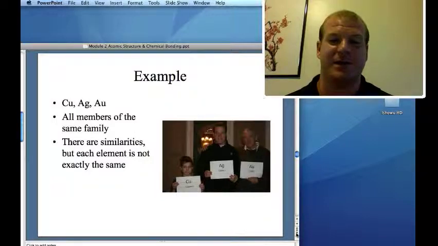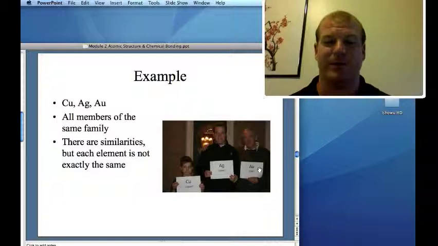So here, there's a picture of my dad, my brother, and then my brother's son, all John Ferguson. You can see that they're each different people, or different elements, but they are quite similar, and we group them into families.